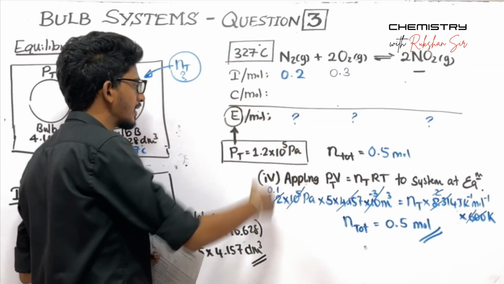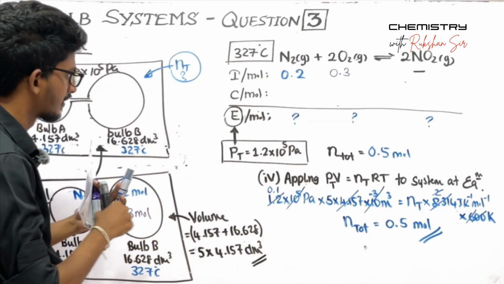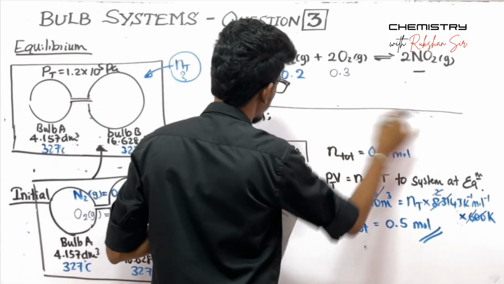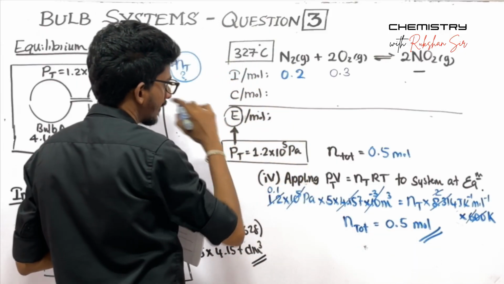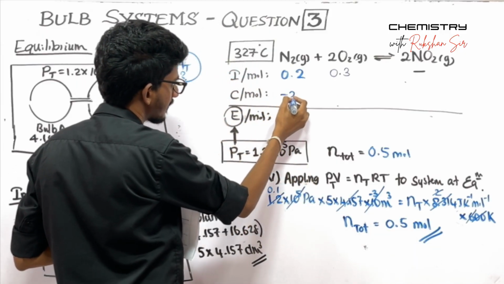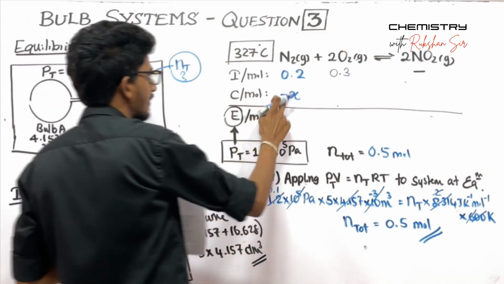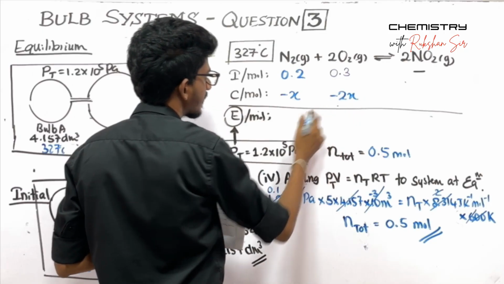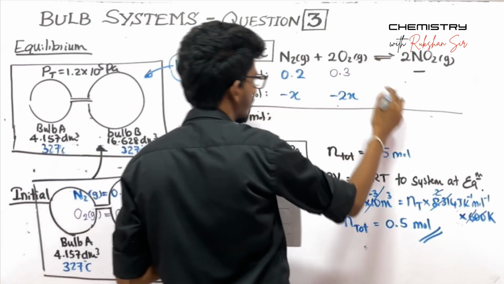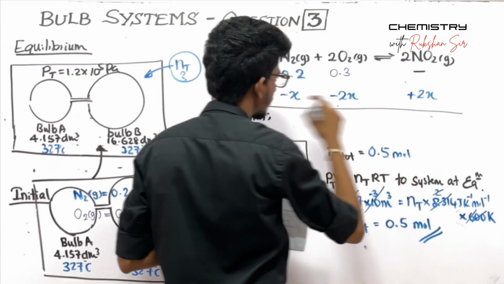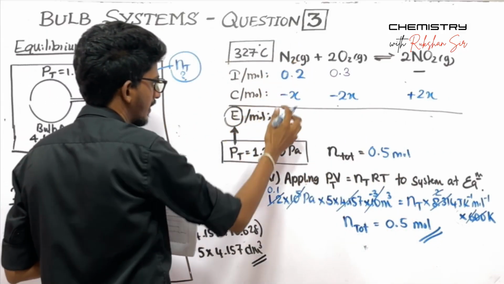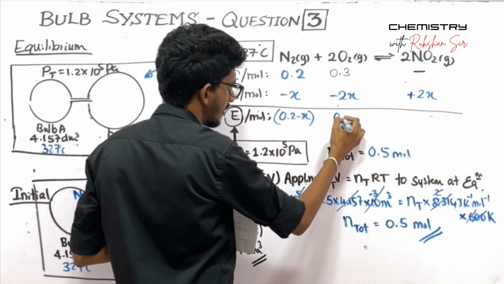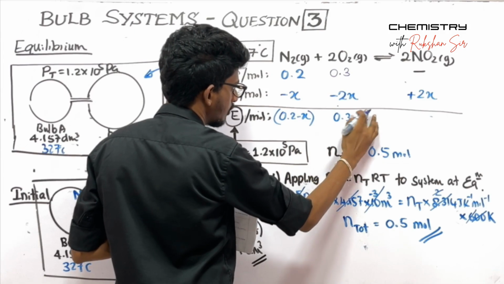So you need to come up with the unknown. Just take it as x. So you can take the reacted amount as x. If it is x, 1 to 2 ratio, so it becomes minus 2x. This is also 1 to 2 ratio, so plus 2x producing. So the end value is 0.3 minus 2x.